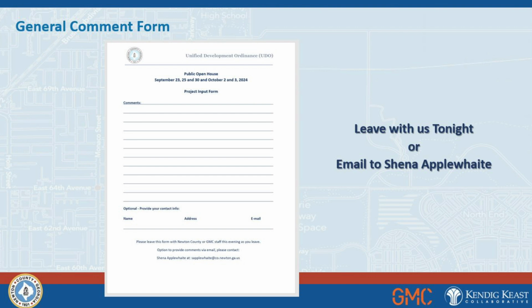Now, how can you give us feedback? I think the best way to do it, we have a form at the meeting that folks have taken home and sent back to us. The best way, I think, is to send your comments either on this form or just in an email to Shayna Applewaite. She's the director of the department, and that's her email on the screen. And she has been very good about collecting those and providing those back to us. And we've been incorporating those into the comments that we've received from the public.